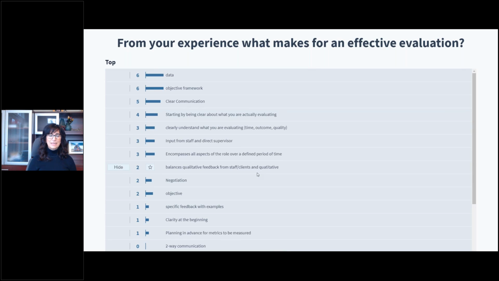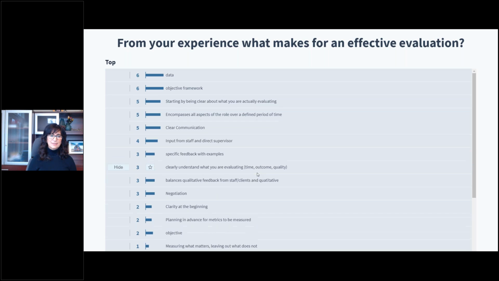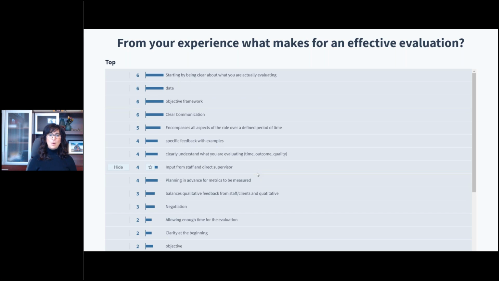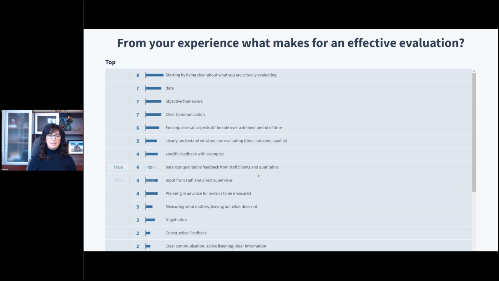Absolutely. Two-way communication coming up. Allowing enough time for the evaluation. This is a really important consideration as we go through today. We'll talk about that as well. It balances qualitative feedback from staff and clients as well as quantitative information. Yes. Constructive feedback. Clear communication, active listening, and clear information, sorry.